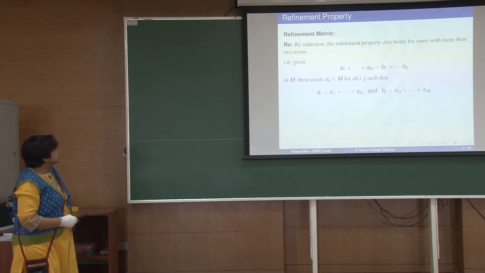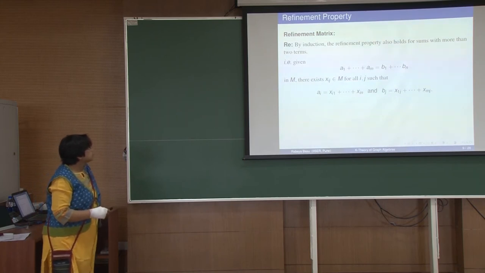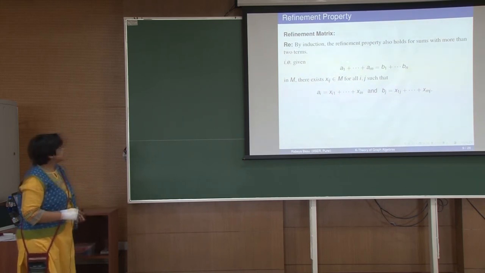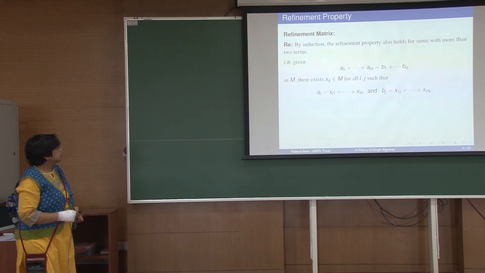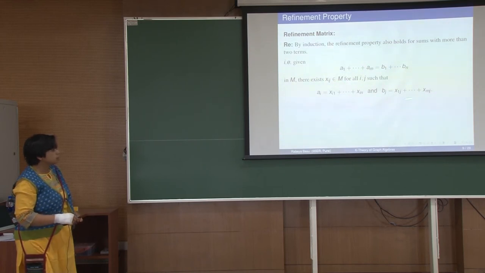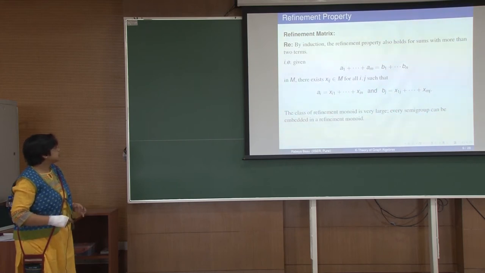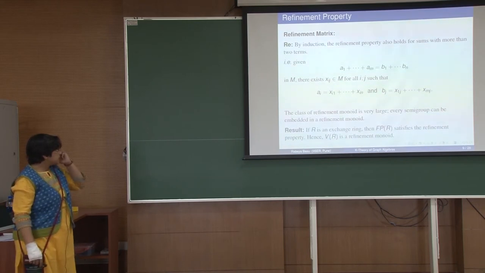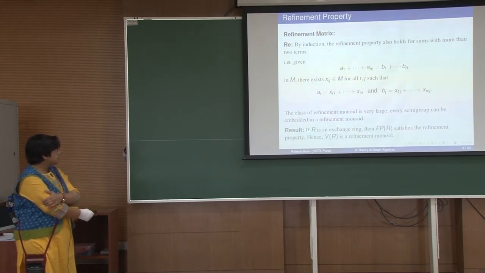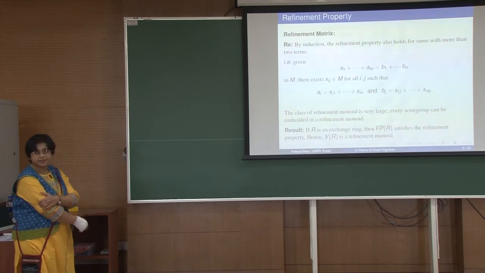By induction, one can extend the refinement property for any finite n. For given A1 plus A2 plus up to Am equals B1 plus B2 plus up to Bn, there exist X_ij such that you can write this decomposition. This class is also very large, and every semigroup can be embedded in a refinement monoid. There is a result which says that if R is an exchange ring, then FPR satisfies the refinement property. Hence, V(R) is a refinement monoid.